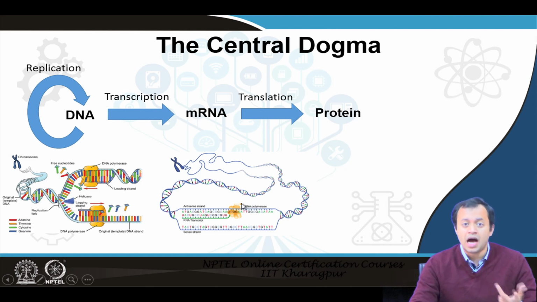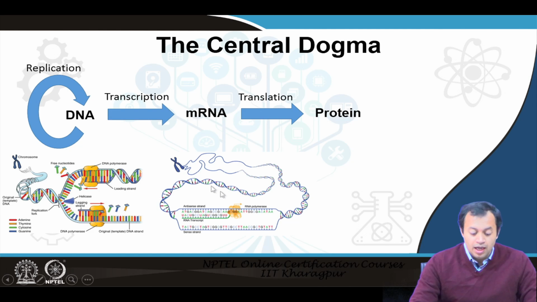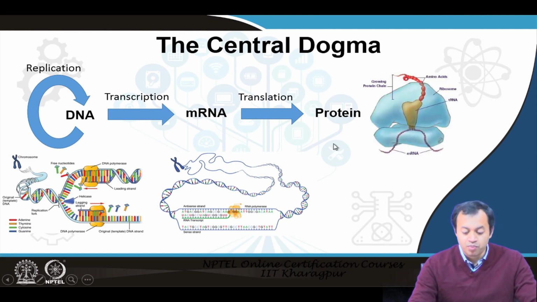These enzymes are nothing but proteins in themselves. So, a specific type of enzyme, RNA polymerase, helps in forming RNA from DNA. Finally, we get protein.